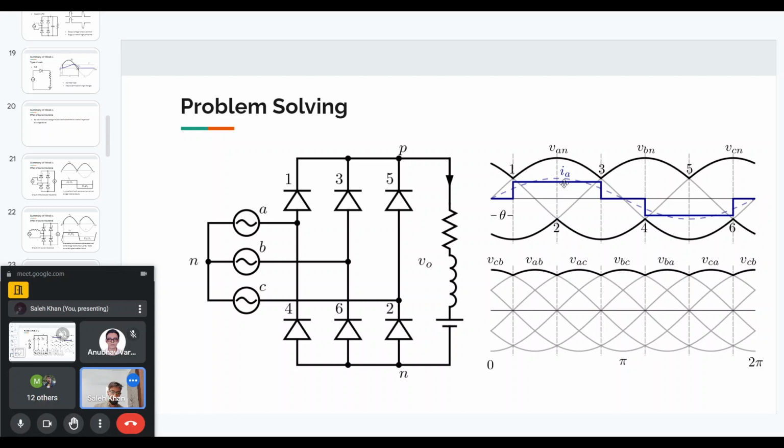So in this interval from 2 to 3, since diodes D1 and D2 are on, we will get VAC at the output. In this way, you can figure out in each 60-degree interval what the output voltage will be. And since the output voltage here has a 6 pulse waveform, if you see from 0 to 2 pi, it has 6 pulses. That is why it is called a 6 pulse converter.